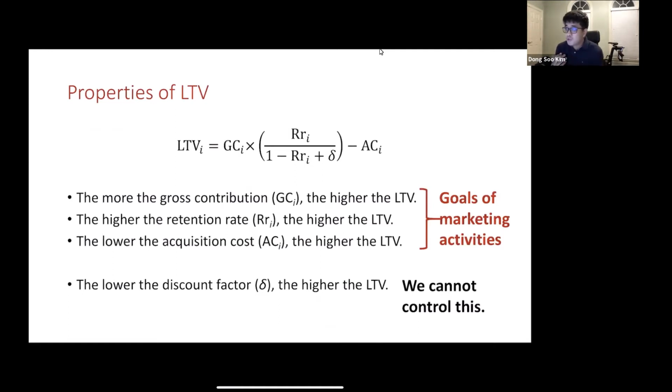Third, acquisition cost. Acquisition cost is the net spending incurred to acquire the customer. And fourth, discount factor, which is a factor to reflect the value of time. The first three components are what we have to focus on as a marketer to develop managerial strategies.